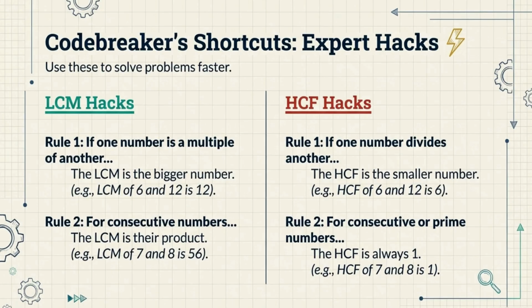No math required. Consecutive number hack. For numbers like 7 and 8, LCM is just their product. 7 times 8 is equal to 56. HCF is always 1. Memorize the slide.